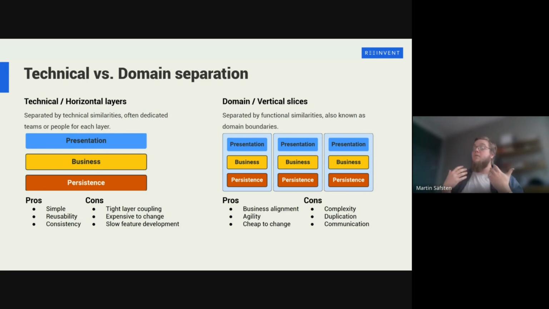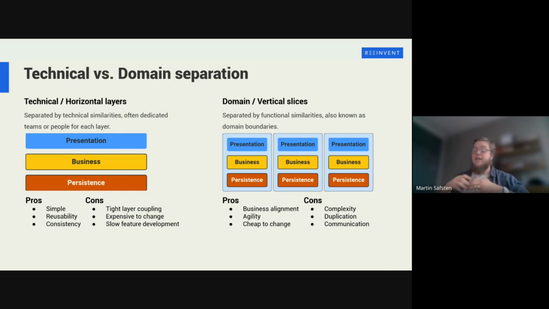And one of the big pros about this is that when you have all of the same code-like things, like all the database code in one place, then you have a really good way of reusing stuff. You can do helper methods, and so reusability is a big part of why this is such a widely used architecture.